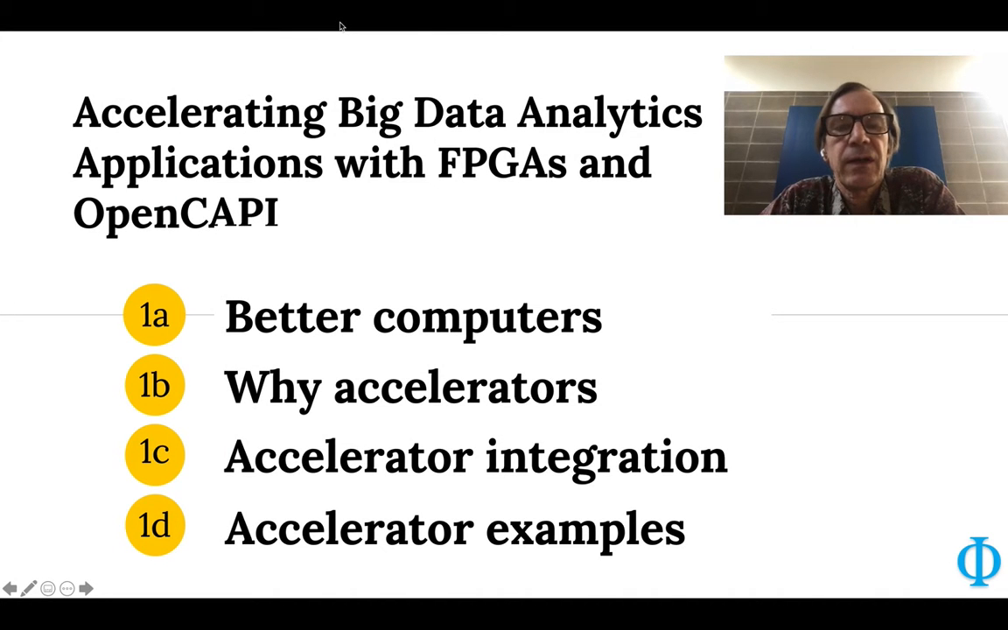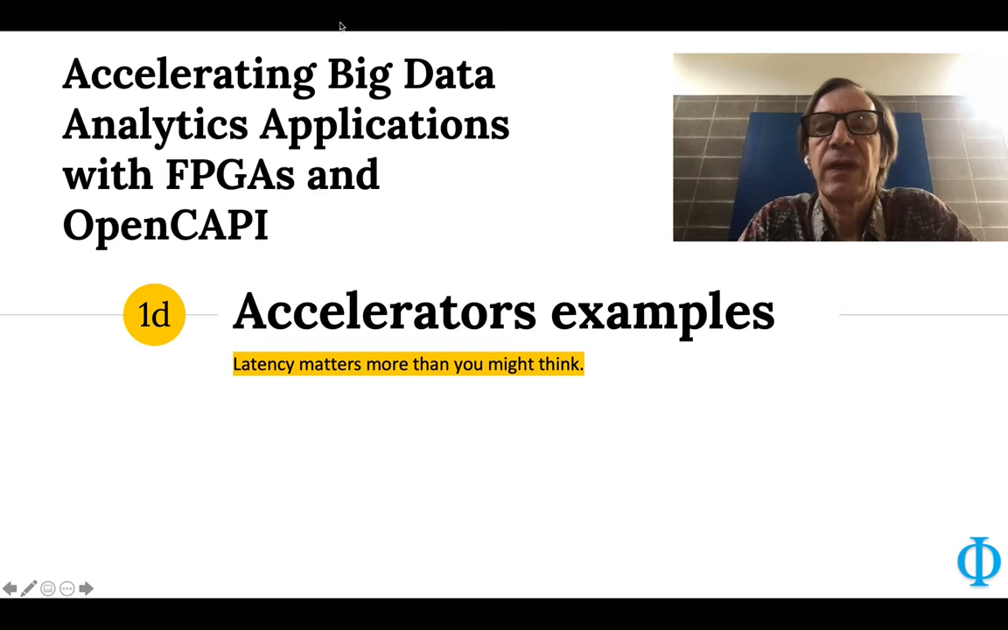So after discussing what makes computers better, motivating the use of accelerators, and talking about how accelerators can be integrated in systems, in this submodule we'll talk about a few accelerator examples. As we run through the examples, we will see that in many cases latency matters more than you might think. Accelerators are not just about improving throughput.